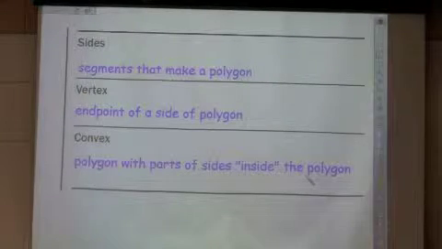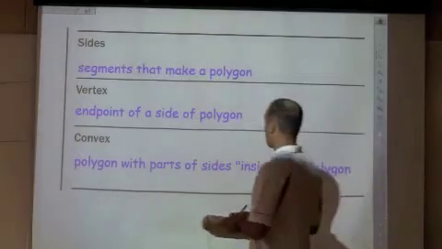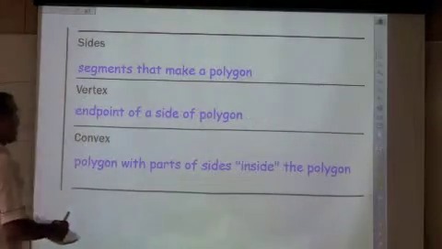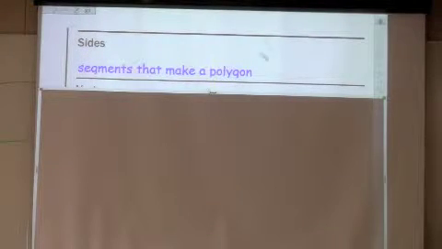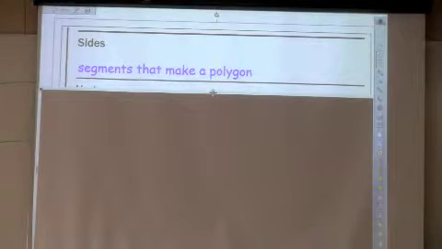All right, sides. We've been talking about sides. I've used that word. I've thrown it out a couple times. A side is any segment that makes a polygon. Might have 3 sides, might have 4, 5, 6. We'll talk about all the different sided polygons you could have.